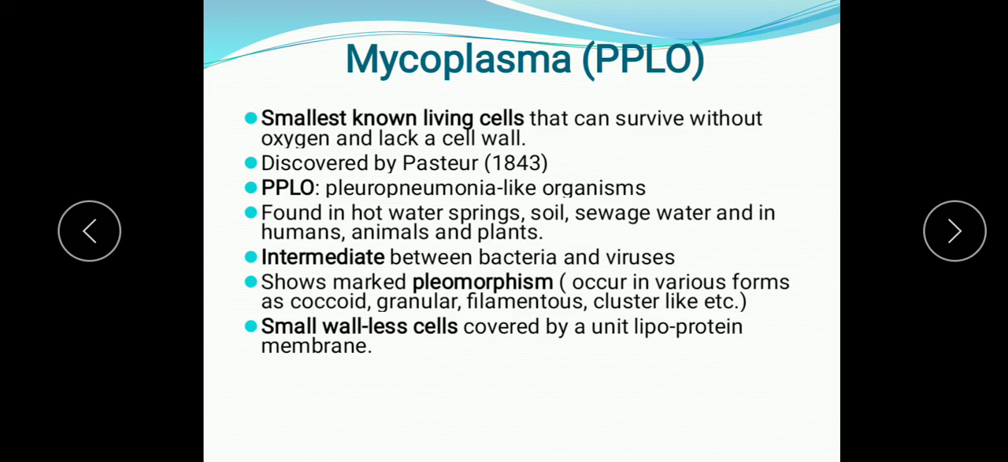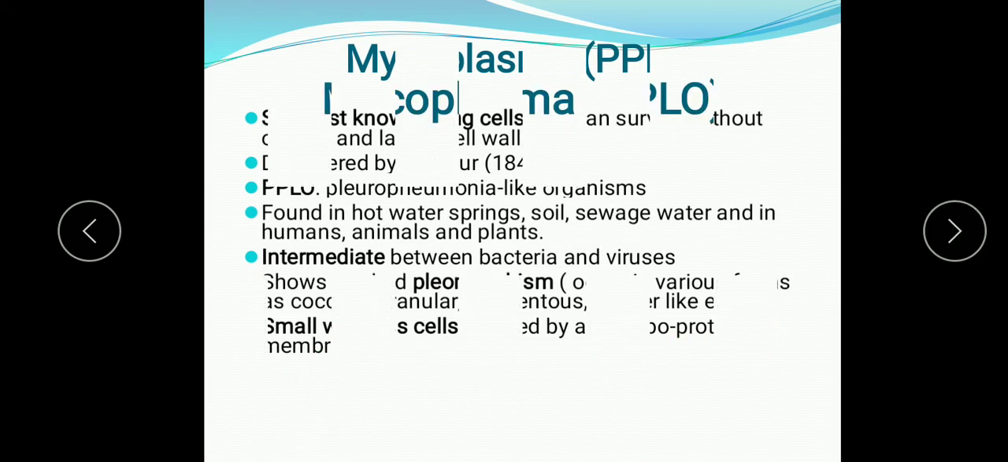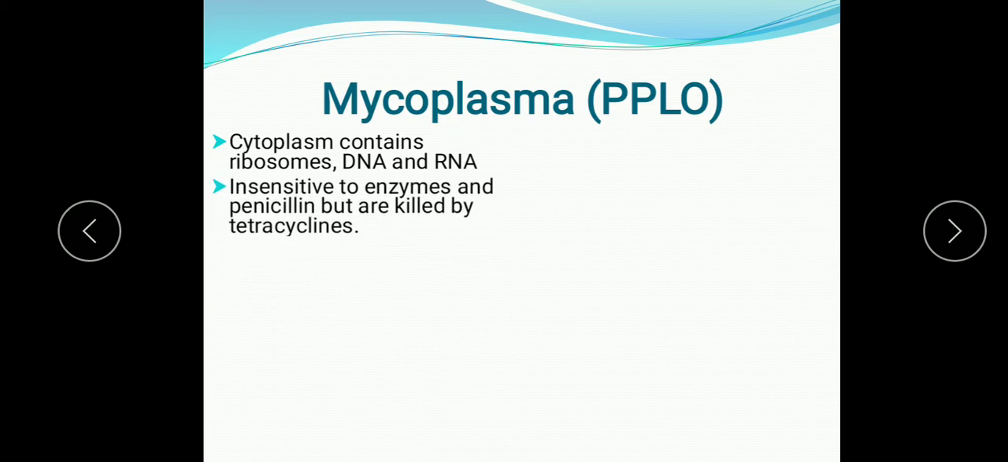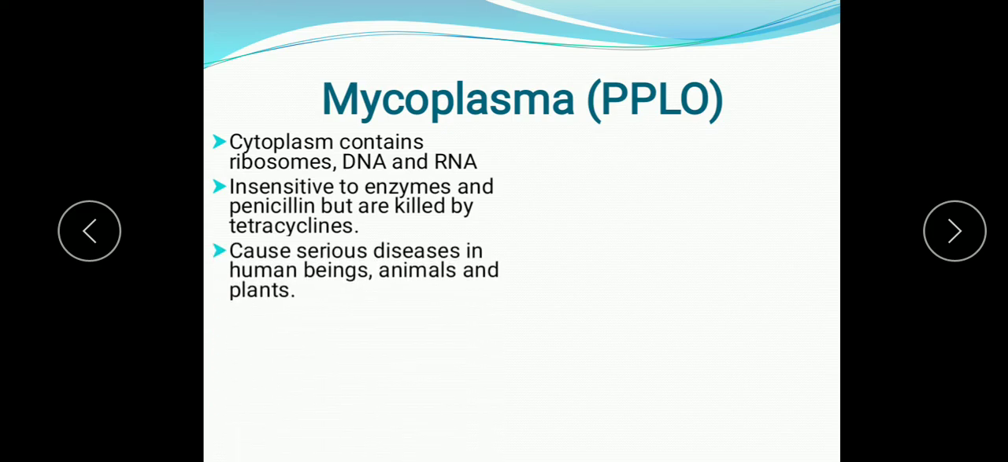And these are small wall-less cells covered by a unit lipoprotein membrane, means their membrane is made up of a single layer of lipoprotein, and their cytoplasm contains ribosomes, DNA and RNA both. So the genetic material is composed of DNA and RNA both, and it is less than half of what usually occurs in other prokaryotes, and is perhaps the lowest limit required for cellular organisms. Means mycoplasma contain up to 4% DNA and 8% RNA. Means RNA is more, DNA is less.